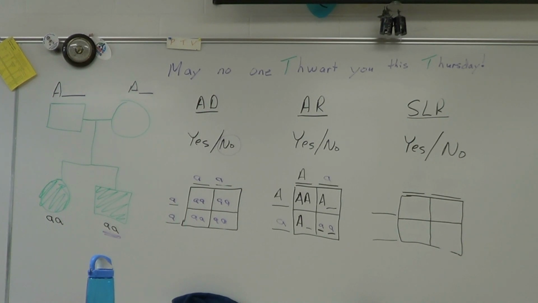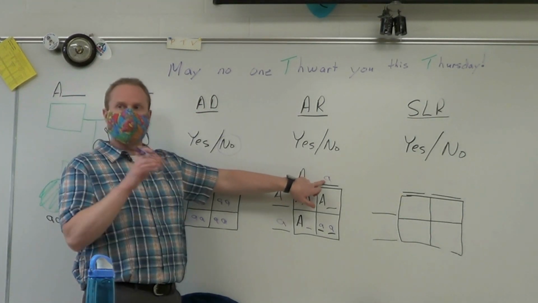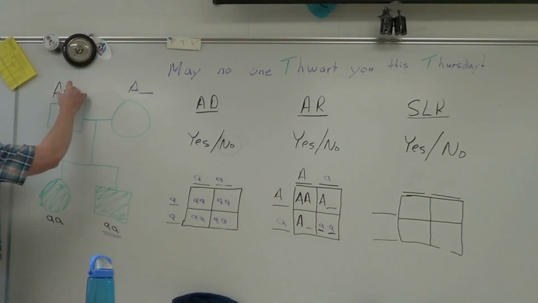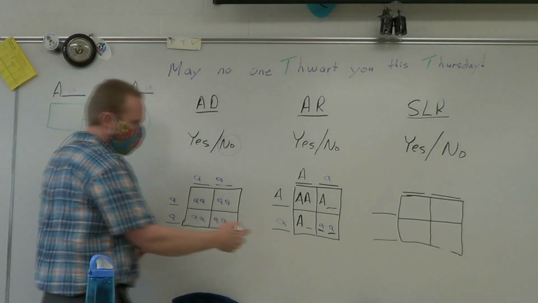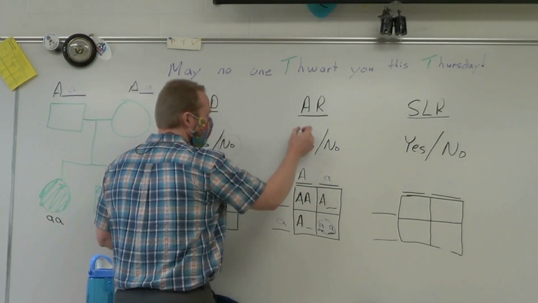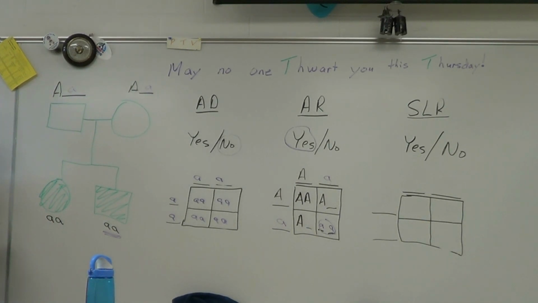A carrier. They are a carrier. Do they have the trait? No. Are they carrying the trait? Yes. Now, when I say do they have the trait, what I'm really saying is, are they expressing the trait? Do they show the trait? You could say because they have it, they're carrying it, but they don't have the trait. So if mom and dad were both heterozygous carriers, then this box is a possibility. So yes, that could work for this mode of inheritance.